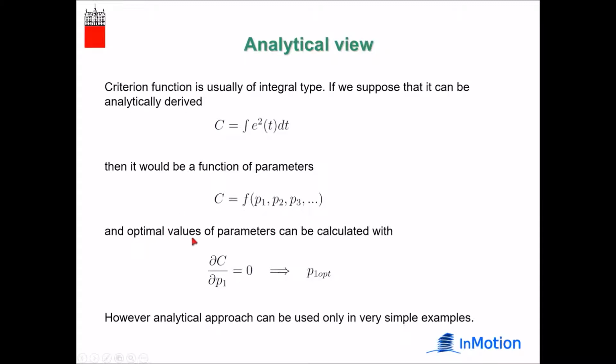Then the optimal values of parameters can be obtained by calculating partial derivatives. For example, setting the partial derivative of the criterion function with respect to the parameter p1 equal to 0 gives us the optimal parameter p1. However, the analytical approach can be used only in very simple examples.